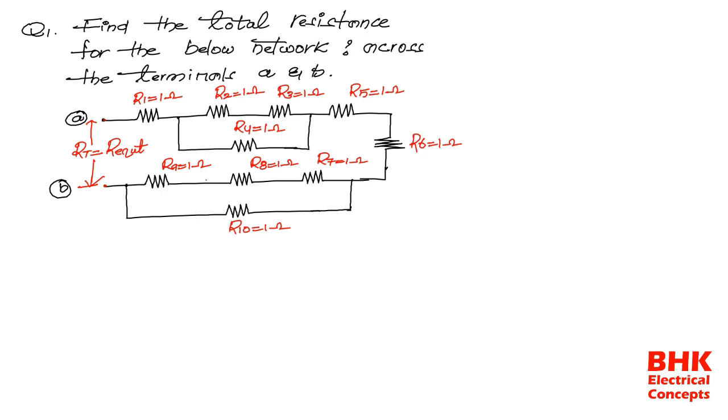In the given problem, R9, R8, R7, these three resistances are connected in series. And R2, R3, these two resistances are connected in series. First I am going to find the resultant of these two connections, and after finding them, I replace the resultant values in the actual network. Then you will get the exact solution.